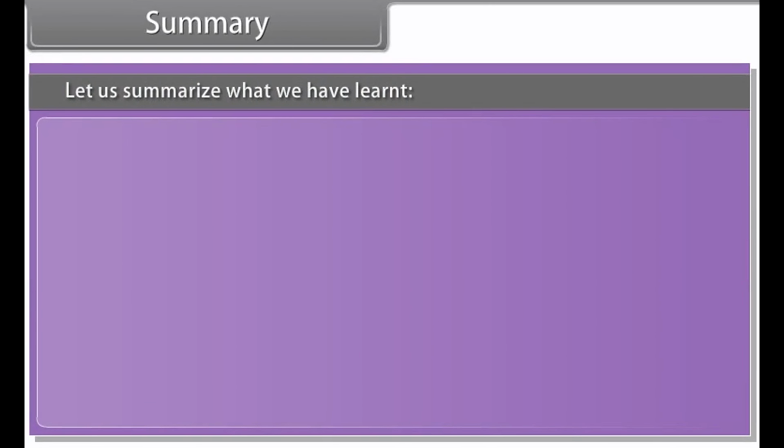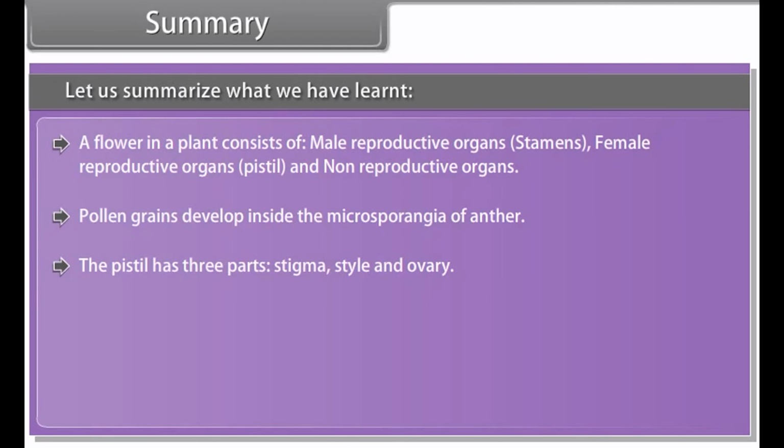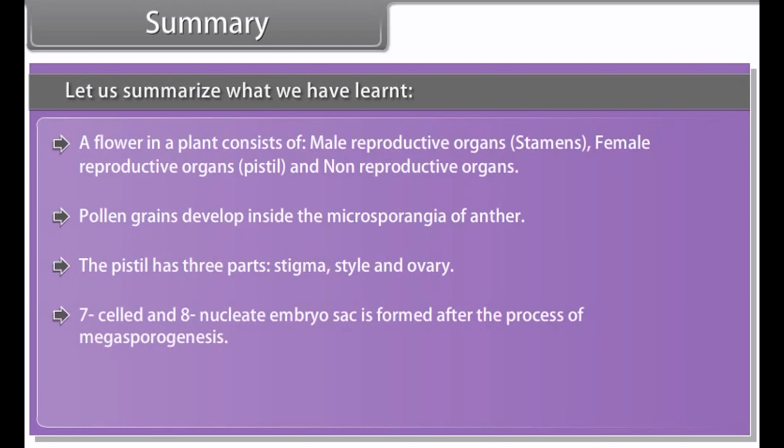Summary. Let us summarize what we have learned. A flower in a plant consists of male reproductive organs, stamens, female reproductive organs, pistil, and non-reproductive organs. Pollen grains develop inside the microsporangia of anther. The pistil has 3 parts: stigma, style, and ovary. A 7-celled and 8-nucleate embryo sac is formed after the process of megasporogenesis.